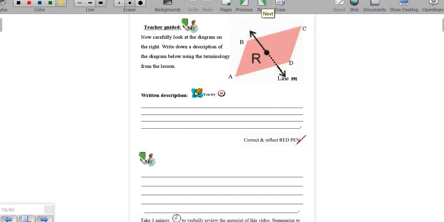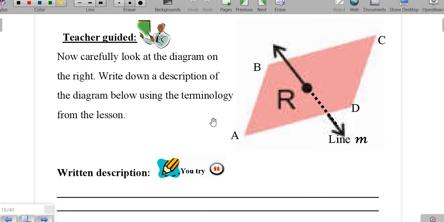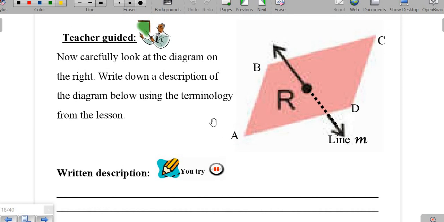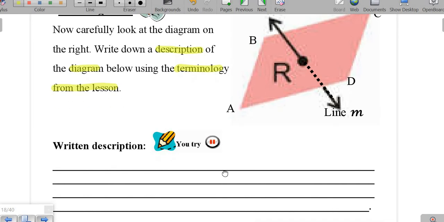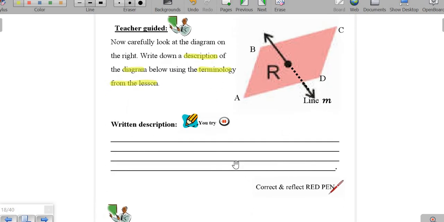Alrighty, now look carefully at the diagram to the right. Now we're going to go backwards. We're going to go the other way from the right hemisphere to the left. I'd like you to write down a description of the diagram. And I'd like you to try to use the terminology from this lesson. So you're going to write, it'll take a couple sentences. I'm not looking for a 5-paragraph essay. Write a description of what you see there. Pause the video and write your own description.